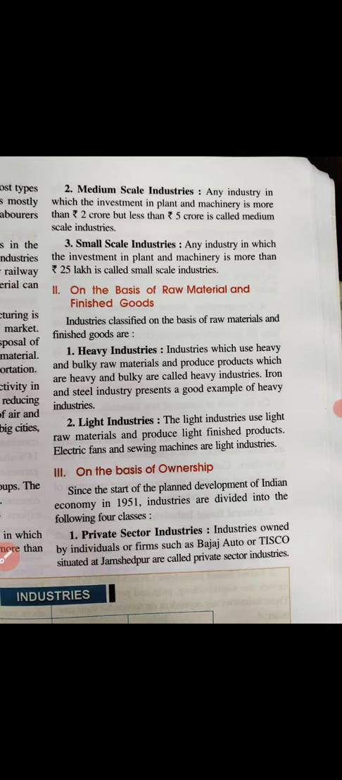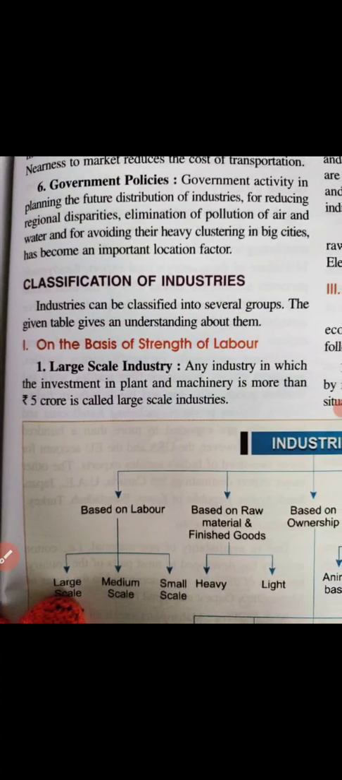These are owned by individuals or firms. Okay, totally private, owned by individuals without any interference of the government, such as Bajaj Auto, Tata Steel situated at Jamshedpur. These are called private sector industries. Reliance. Okay, all these are private sector industries.